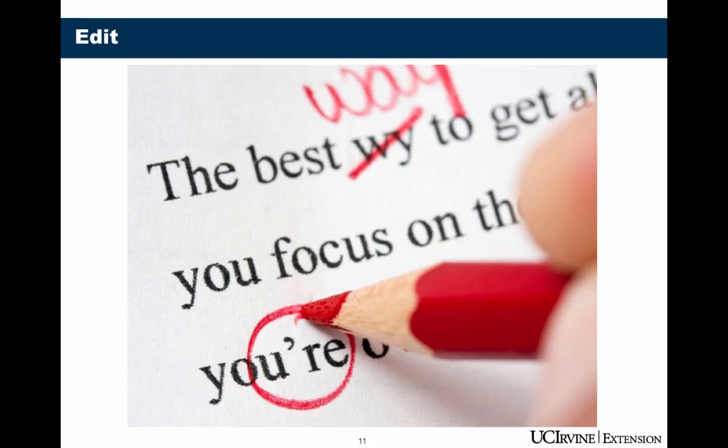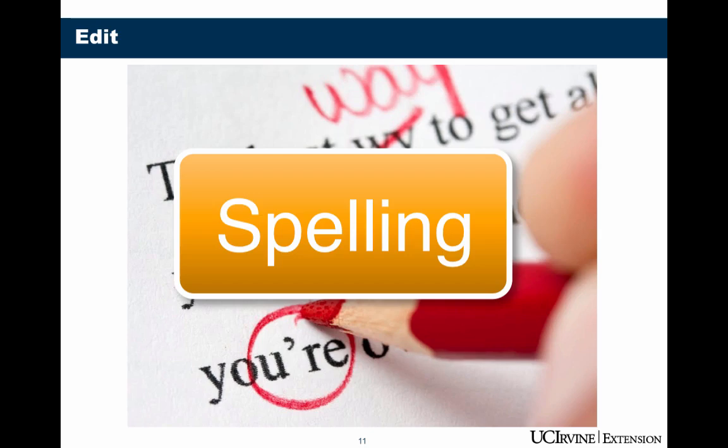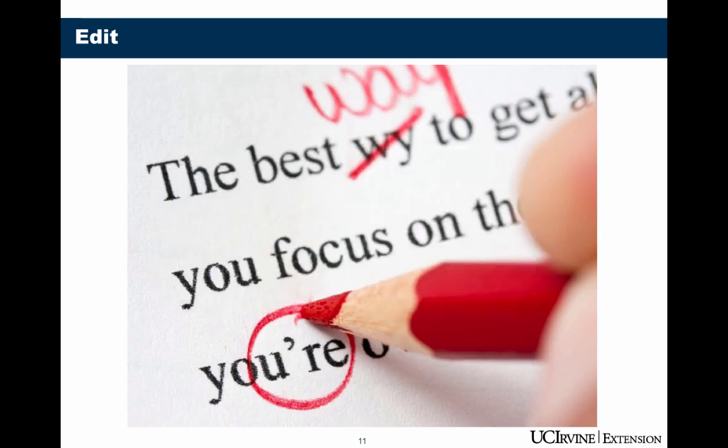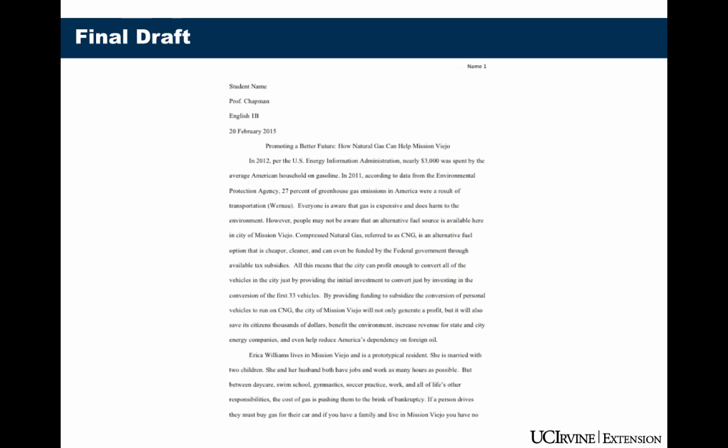Finally, you will edit your paper. When you edit, this means looking for mistakes, like spelling mistakes or punctuation or grammar mistakes. Don't worry about these things early in the writing process. Wait until the end and then check your spelling and grammar mistakes. Then it's time to write your final draft.